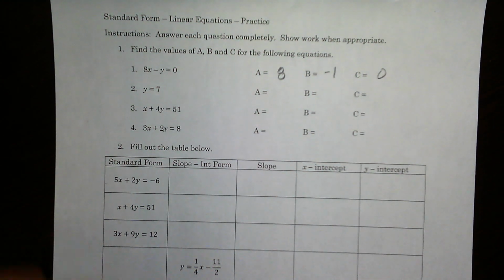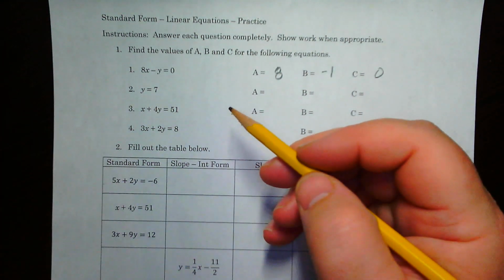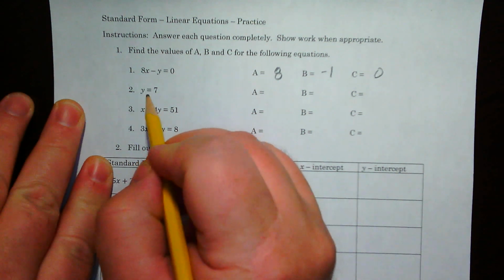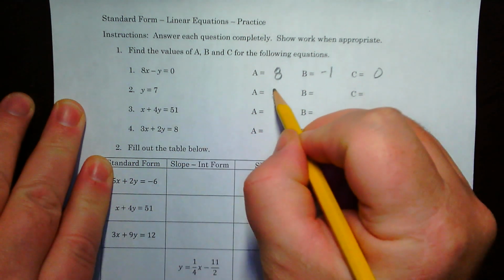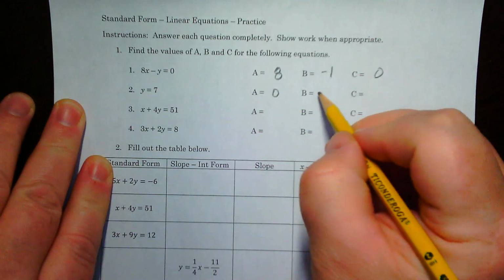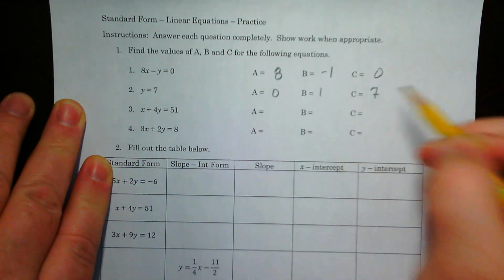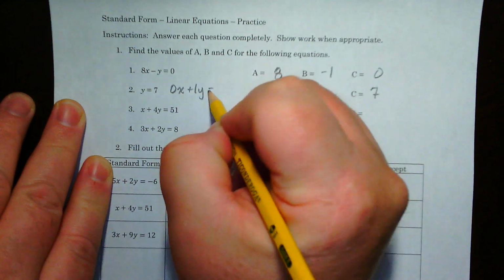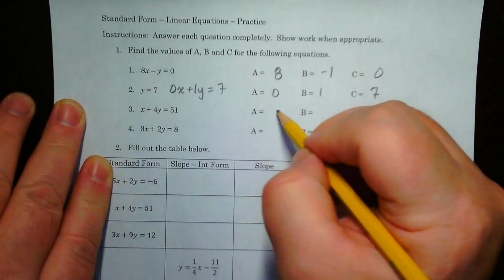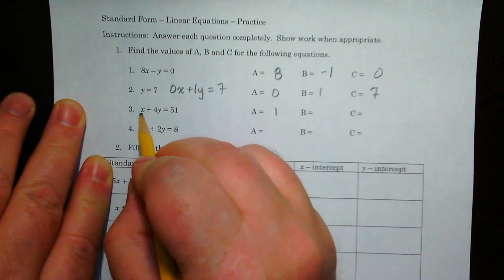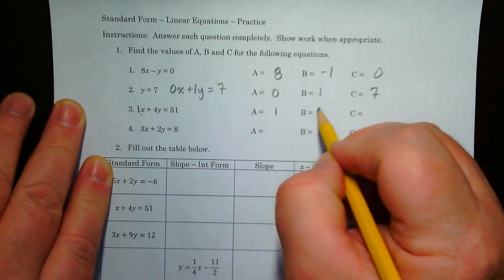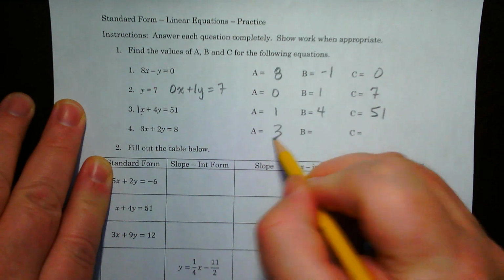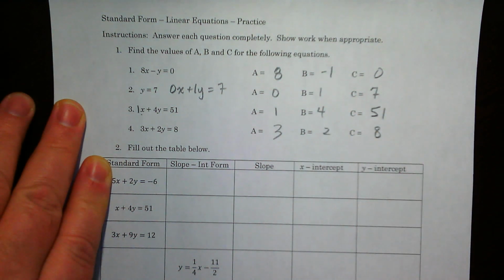So y equals 7 is a little tricky, because that's a horizontal line. So a is 0, b is 1, and c is 7. Do you see? That would be the same as 0x plus 1y equals 7. Kind of a tricky one. So here, a is 1, b is 4, and c is, of course, 51. Last one's the easiest, I think: 3, 2, and 8. No problems.